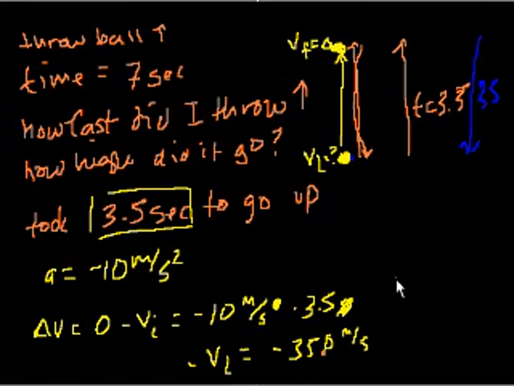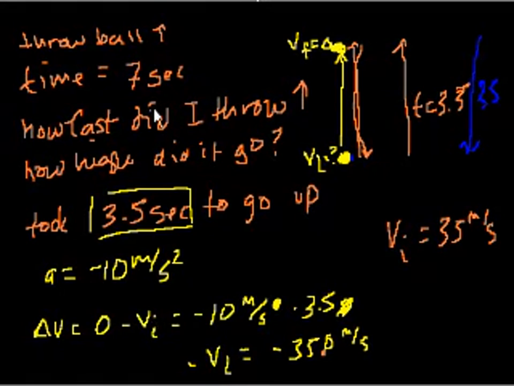Minus 35 meters per second, and then of course, multiply both sides by -1. And the initial velocity is equal to 35 meters per second. That wasn't too bad. You don't even have to really do it formally like this. You could just say, well, I'm throwing it at some speed, right?